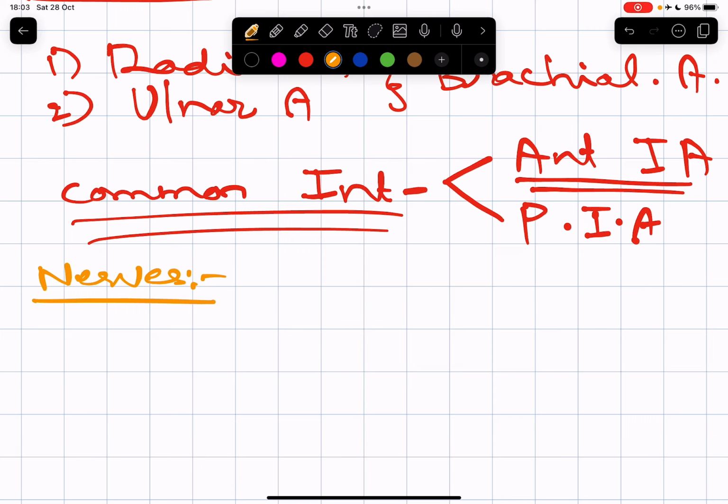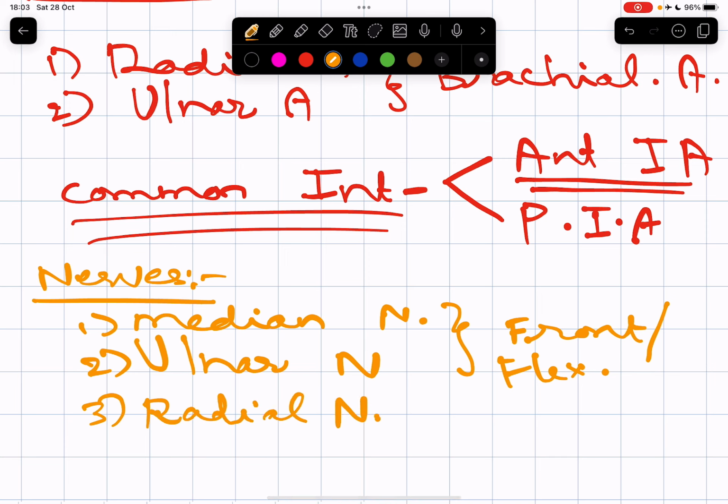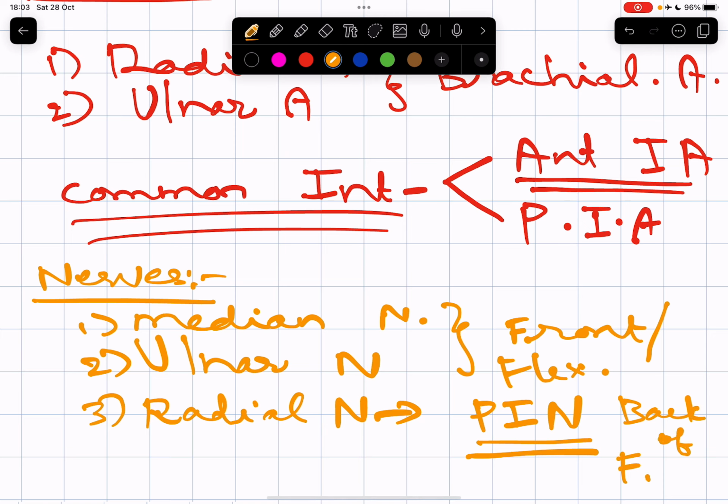Right. So we have the median nerve, and then we have the ulnar nerve. So the median and the ulnar nerves mainly supply the front, or the flexor compartment, of the forearm, whereas the radial nerve, through its posterior interosseous nerve, supplies the back of the forearm.